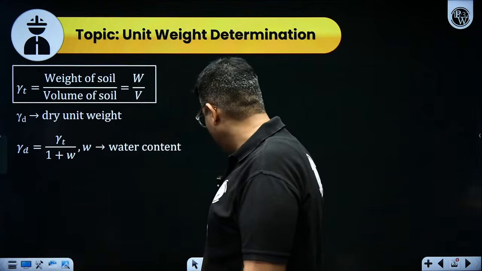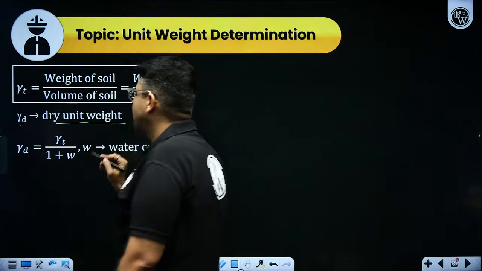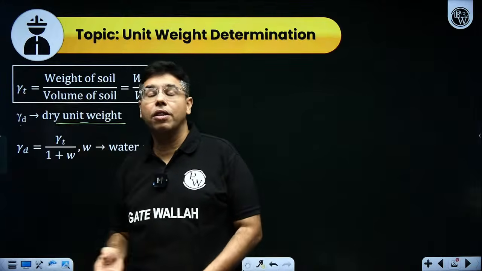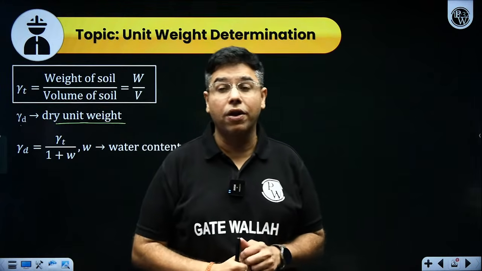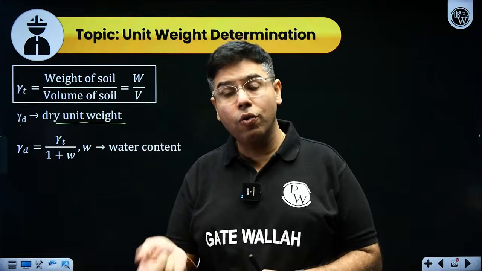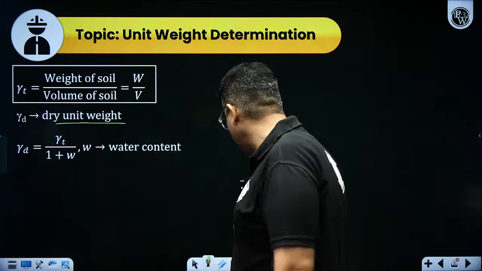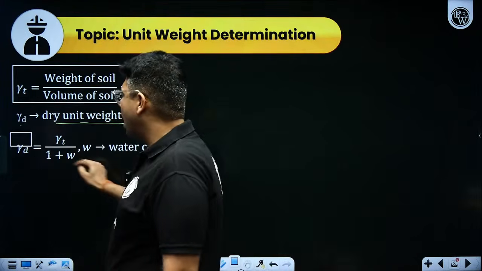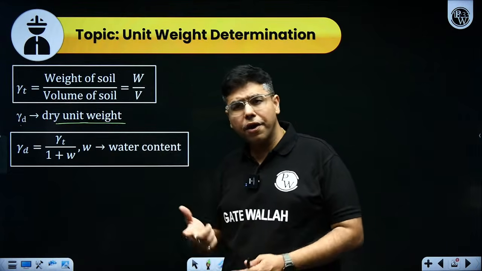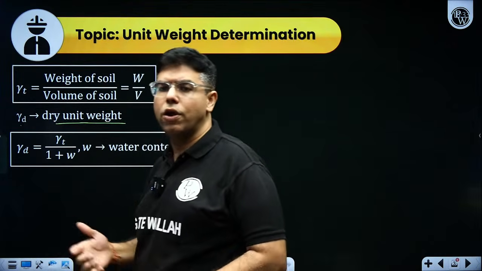One more unit weight that is very significant for soil is the gamma D. See, whatever methods I will teach you today, with that you can only determine the bulk unit weight, not the dry unit weight. Dry unit weight you can't determine from any experiment. That you can calculate using the gamma T. We already know the relationship between gamma D and gamma T. Gamma D is equal to gamma T upon 1 plus W, where W is the water content. Water content determination we have already seen. Once we know the gamma T, we can easily calculate gamma D.